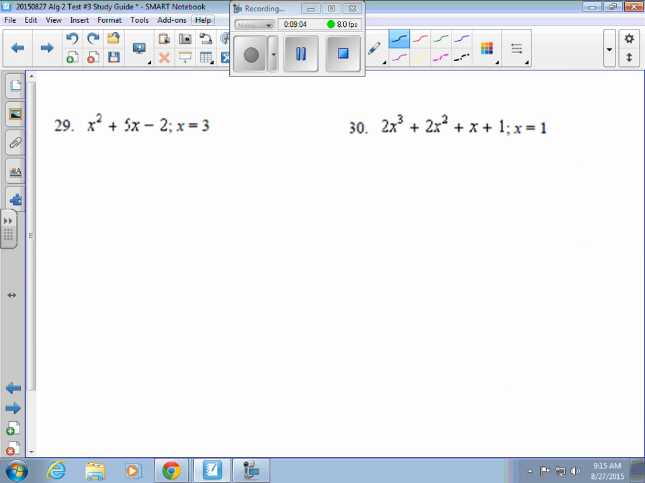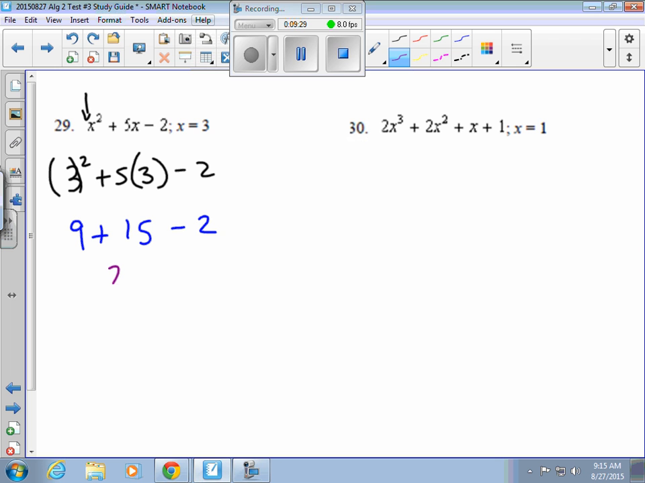29 says x squared plus 5x minus 2 when x's value is 3. So in place of x, we're going to plug in 3. 3 squared, remember it acts like it's in parentheses, plus 5 times 3 minus 2. 3 squared means 3 times itself, not 3 times 2, so we get 9. Plus 5 times 3 is plus 15. Minus 2. 9 plus 15 is 24. And 24 minus 2 is 22.